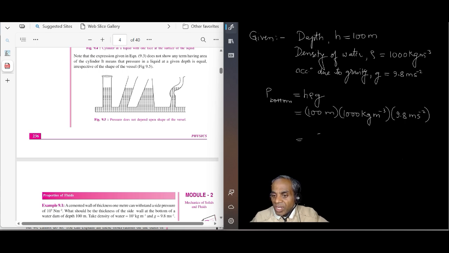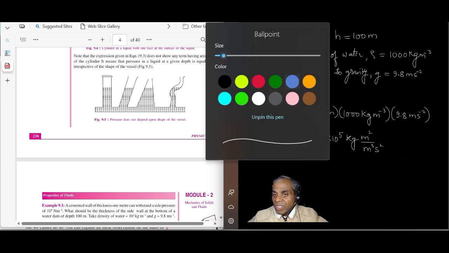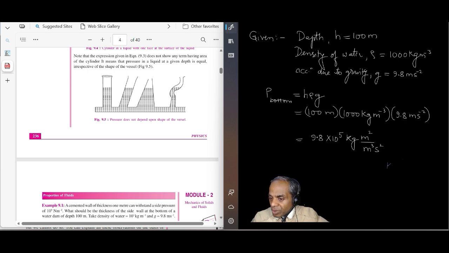So 10 raised to 5, these units I will write at the end, into 9.8. I will write it again as 9.8 multiplied by 10 raised to 5. The units are kg, meter into meter is meter square, per meter cube, and per second square. Now this unit will translate into Newton per meter square. We will see how before we proceed further. If I write kg out of this meter square, I will write meter on the top, and the second square I will take to the top, so kg meter per second square.